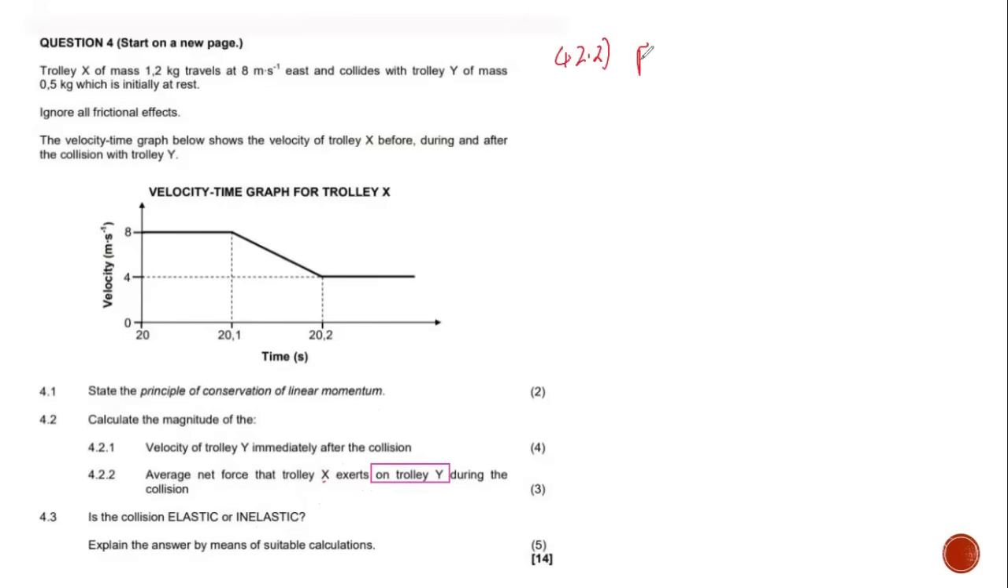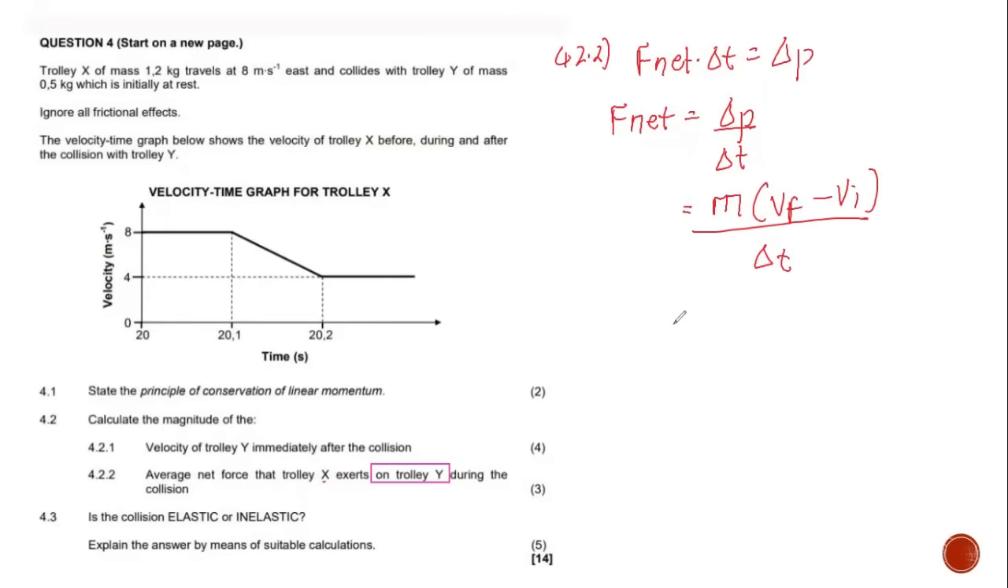I will have F net delta T is equal to change in P, which I did mention that you can then manipulate to say F net, subject of the formula, is change in P over delta T. Then our change in P is your mass bracket VF minus V initially, over delta T. Now, what is your mass here? Your mass for trolley Y is 0.5 kg, right? And then your final velocity is the one that we calculated, 9.6. And then initial velocity is 0. And then over delta T.